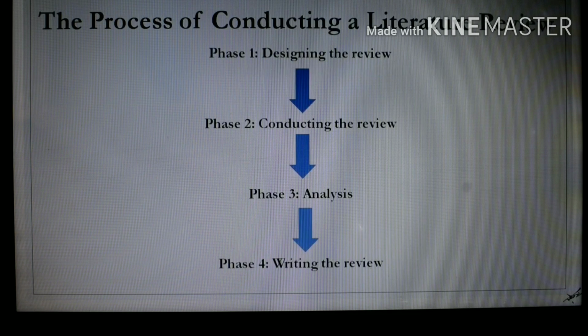The last thing is the process of conducting a literature review. First, designing the review: you have to understand whether your literature falls under the category of narrative review, integrative review or systematic review. After that, conducting the review. After that, the third process is analyzing the review, and the final process is writing the review.